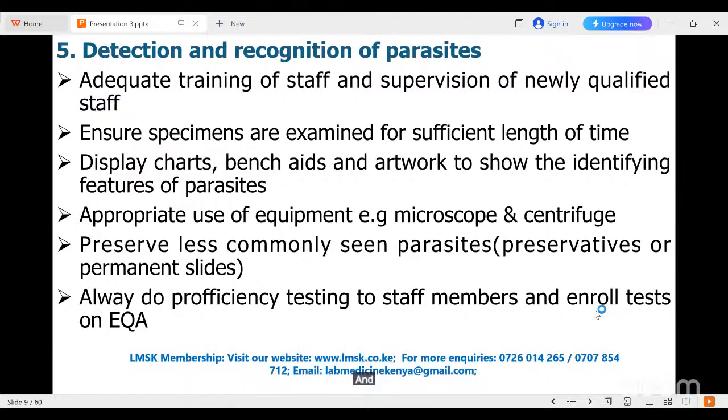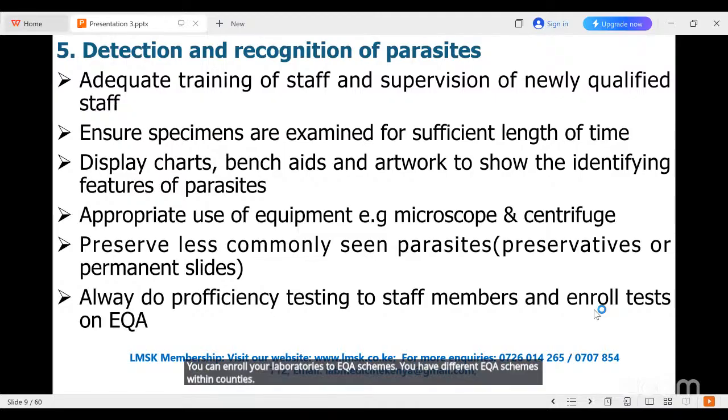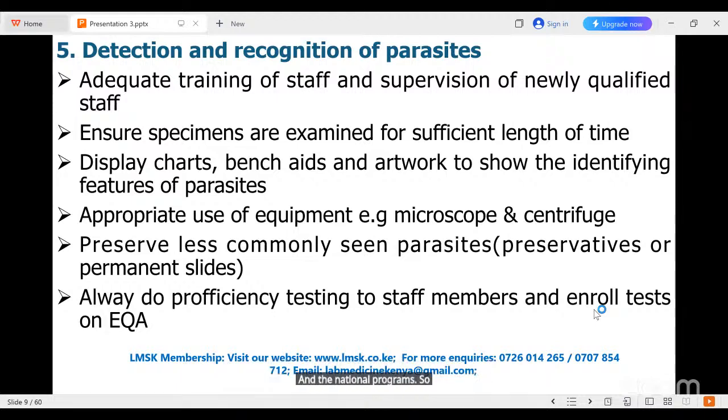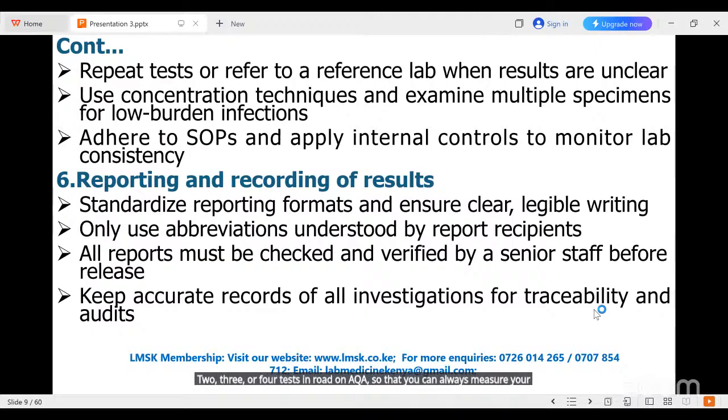And during examination, if you see some less commonly seen parasites, make sure that you preserve them or make some permanent slides for future references. Always do proficiency testing to all staff members. Sometimes, if you can afford, you can enroll your laboratories to EQA schemes. You have different EQA schemes within counties and the national programs. So if the county government can afford to enroll you on EQA schemes, always encourage them that you can have even 2, 3 or 4 tests enrolled on EQA so that you can always measure your competence.